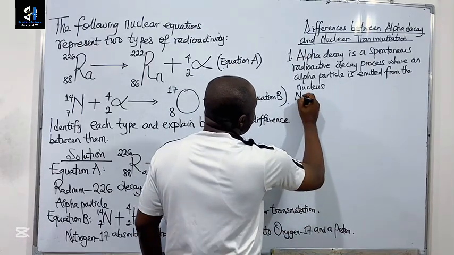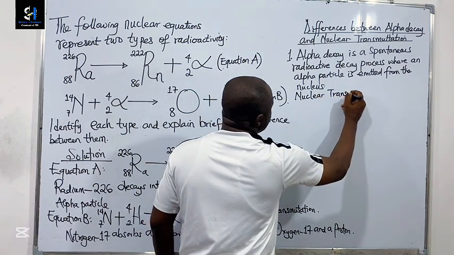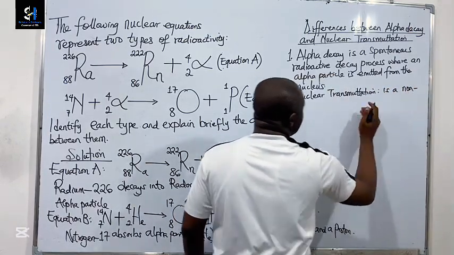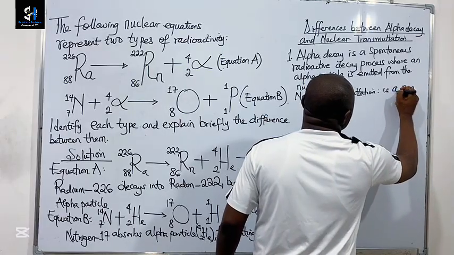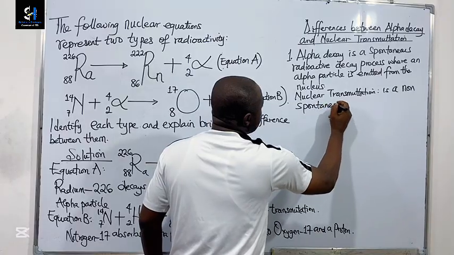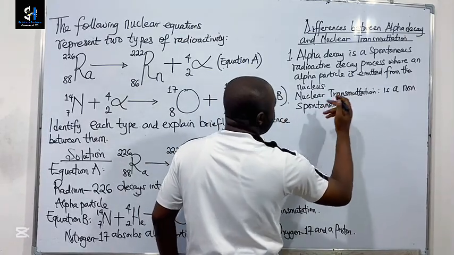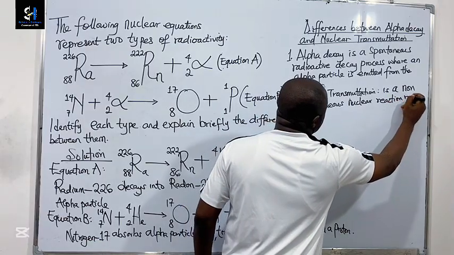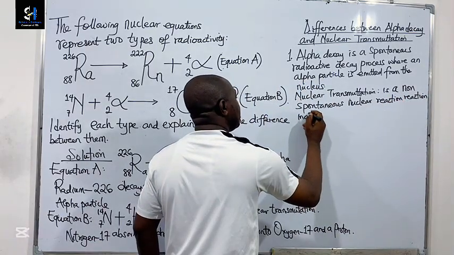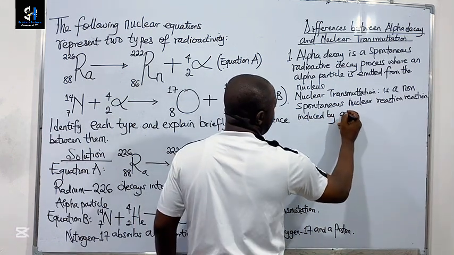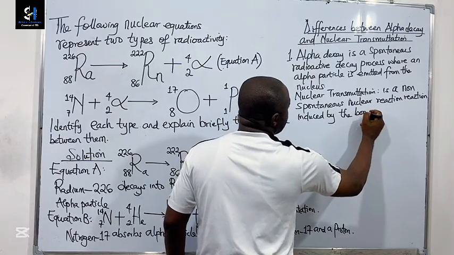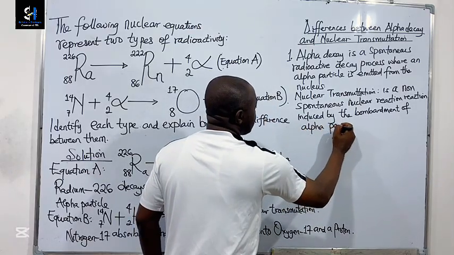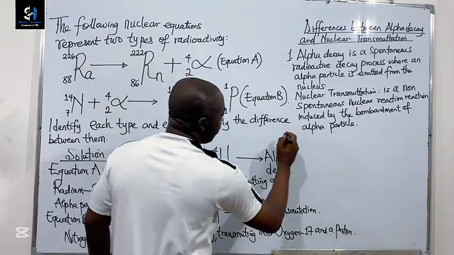Now, nuclear transmutation is a non-spontaneous nuclear reaction induced by the bombardment of an alpha particle. That's number 1. Let me add one more, number 2.